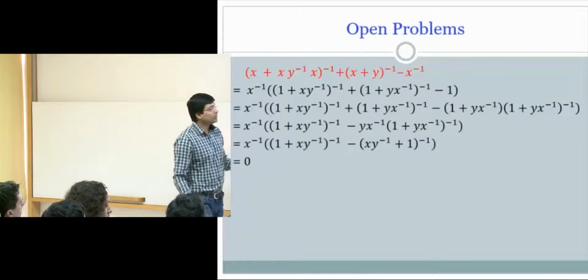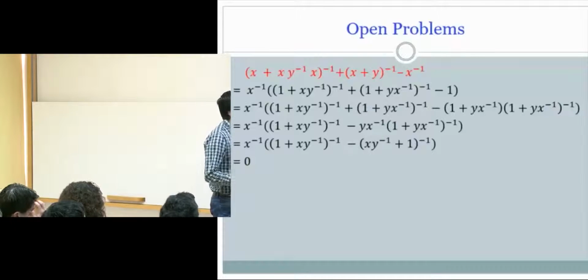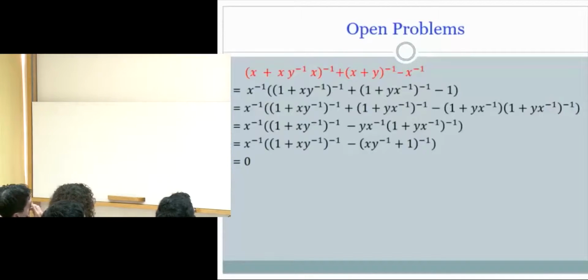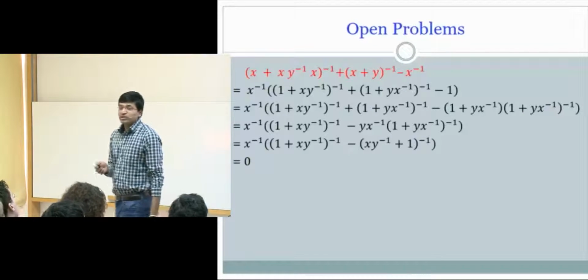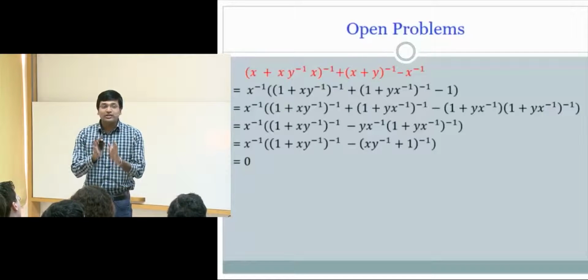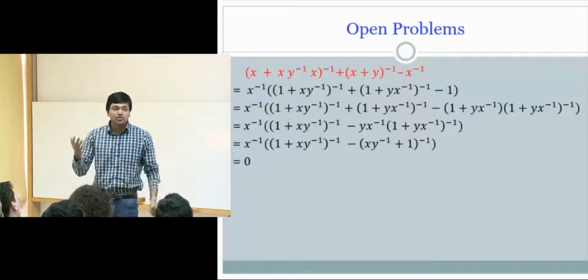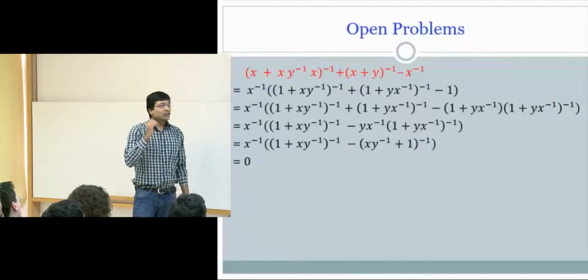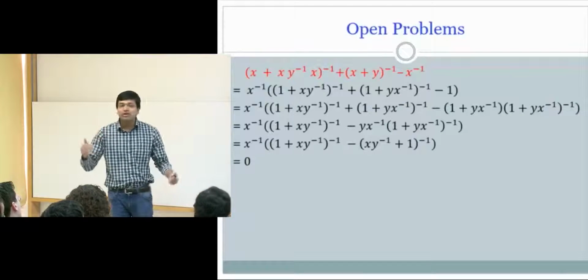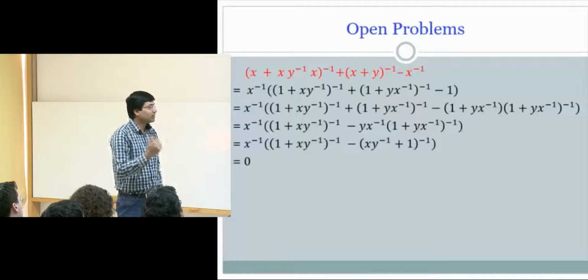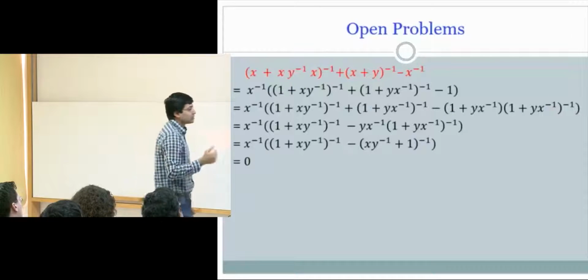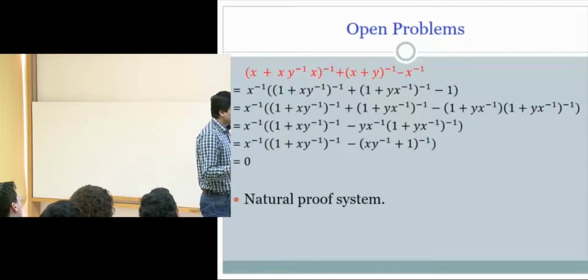I'm using commutativity of addition, distributivity, and also, the most important point, I'm using the fact that 1 equals G times G inverse. You're allowed to use this for any non-zero rational expression G. Of course, if you use 1 equals 0 times 0 inverse, you can prove anything. So you can use it for non-zero rational expressions G, and then you can convert such expressions to 0. So this is a very natural proof system.